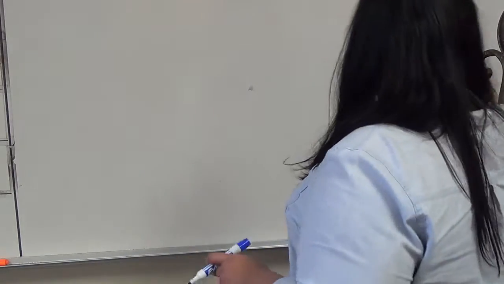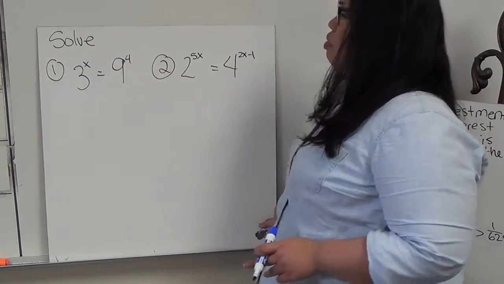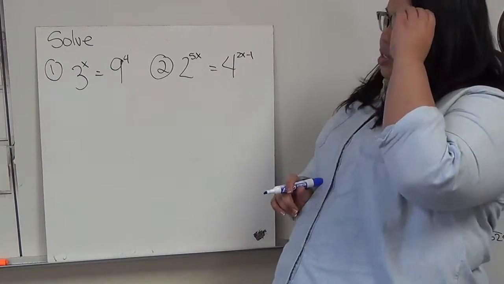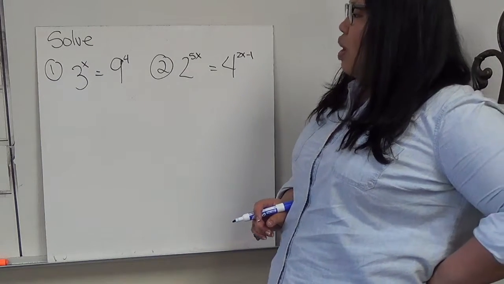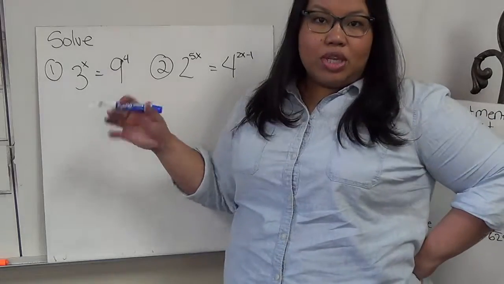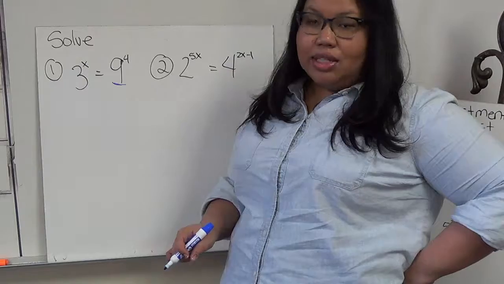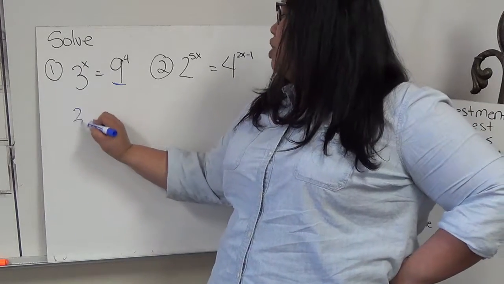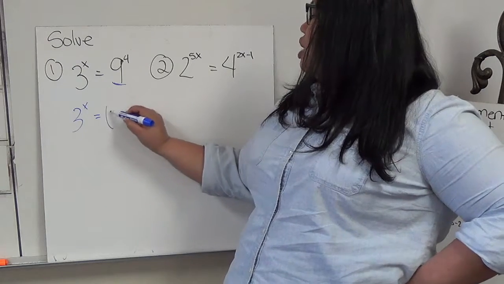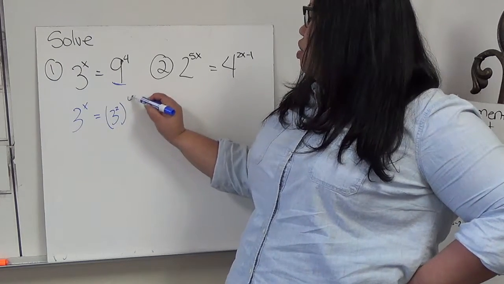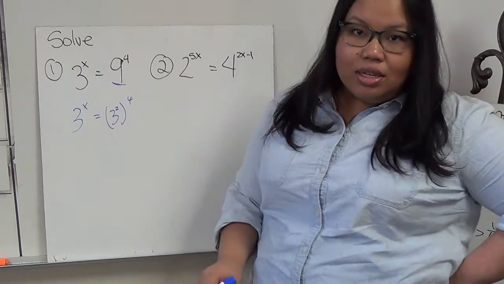Some example problems for you. So the first one is to solve 3 to the x equals 9 to the 4th. So the bases are not the same, so there's nothing I can do to it as is, but I can manipulate this so it has the same base. So this is 3 to the x, and now I can write 9 as 3 squared, right? I haven't changed anything because 9 and 3 squared are the same thing.